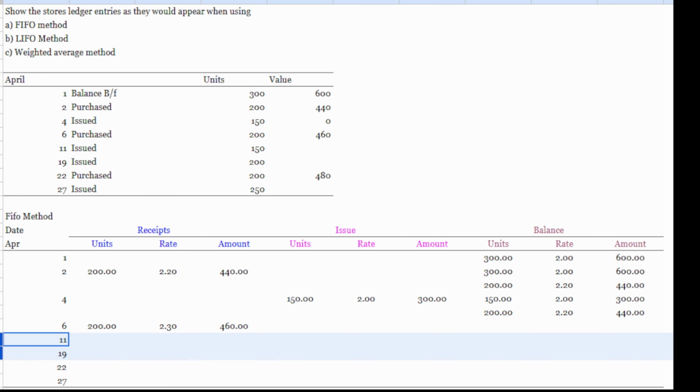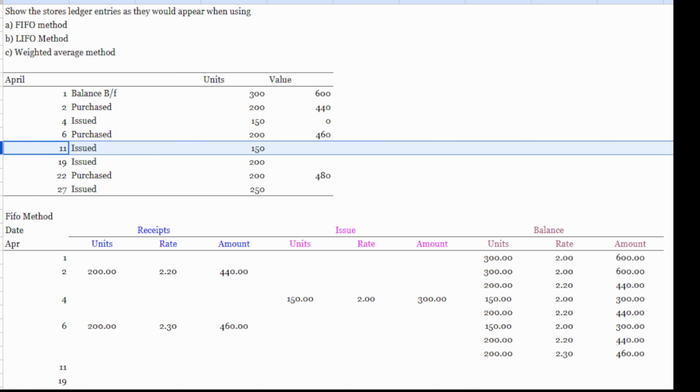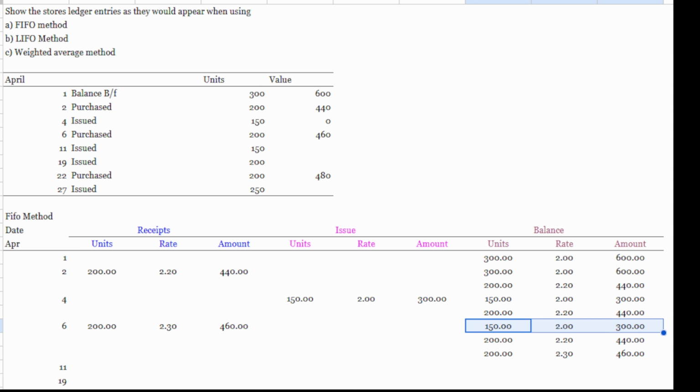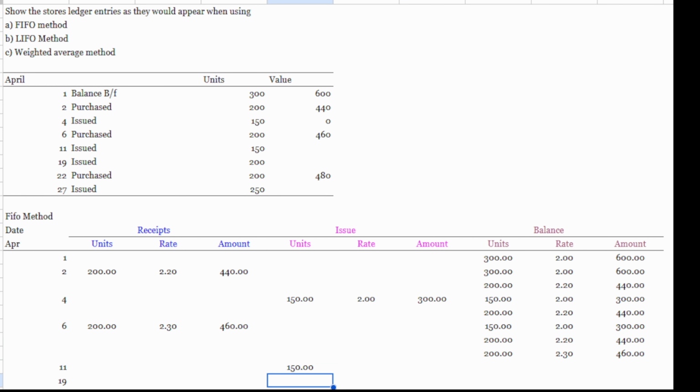Here I will insert two more lines. Why? These two belong to one lot and the third lot is now 200, 2.3 and 460. Next item is issue of 150. Now I'll have to issue from this lot. On the 11th I will issue 150 at a rate of 2 and value is 300. Now in the balance, this line is eliminated. This is 0. So my balance is now 400 units and a value of 900.